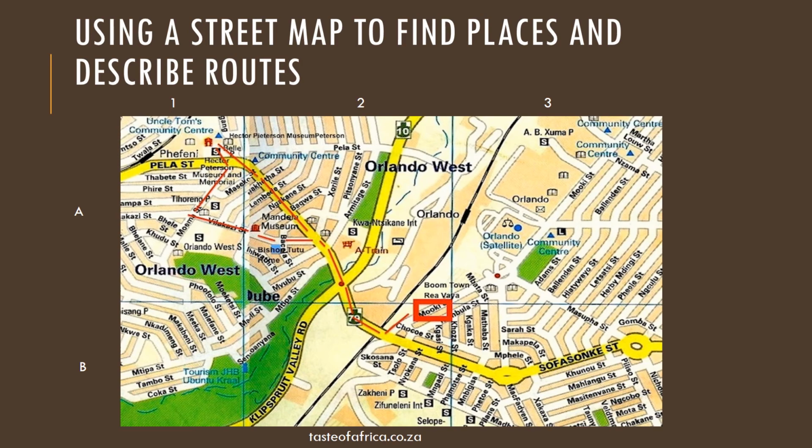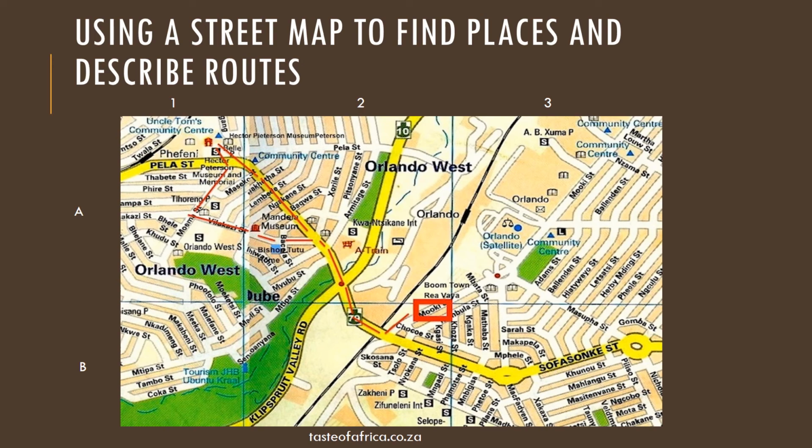Okay, from AB Xhuma Primary School, you would go straight down. You would turn right into Mookie Street. Go straight down Mookie Street. As you go down Mookie Street, you are going to pass a community center on your left hand side that is green. You proceed. You then turn right into the Orlando Satellite.